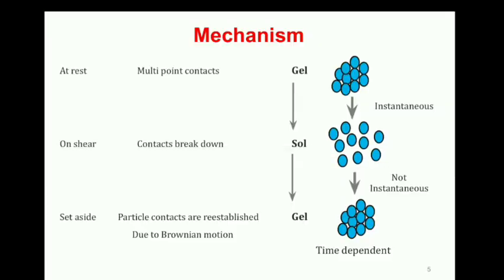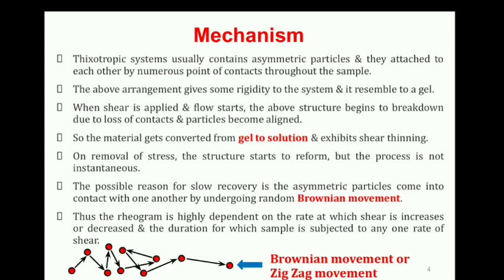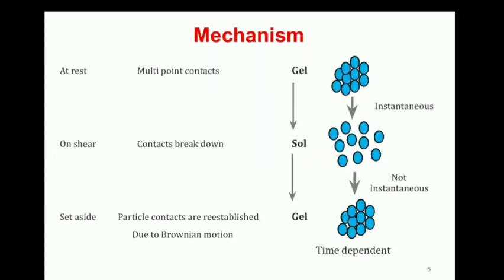See the first, the right hand side upper diagram: you can see there is an aggregation of the particles. The above arrangement gives some rigidity to the system and it resembles a gel. So in such a system, when the particle aggregations are there, it offers more resistance. Higher the resistance, that's why it is called having higher consistency, and that's why the system is said to behave like a gel.